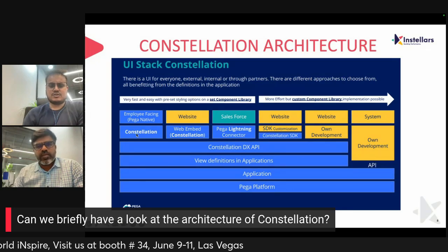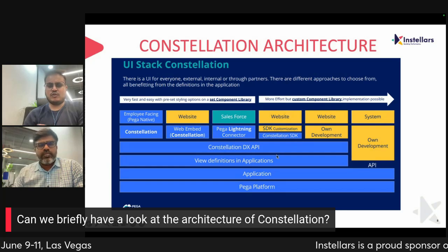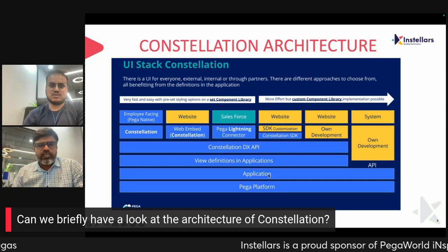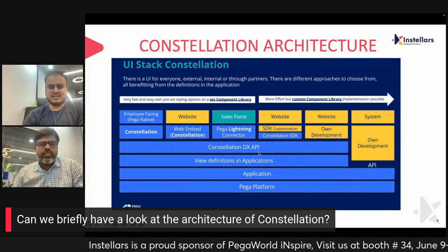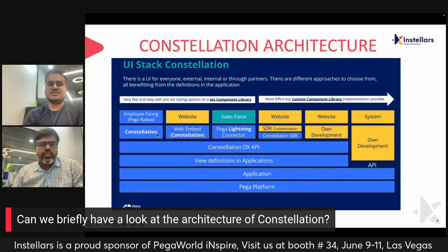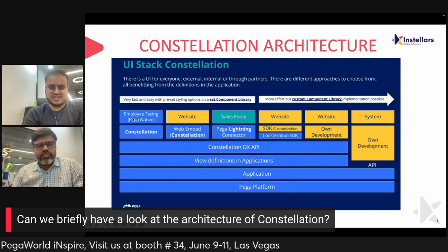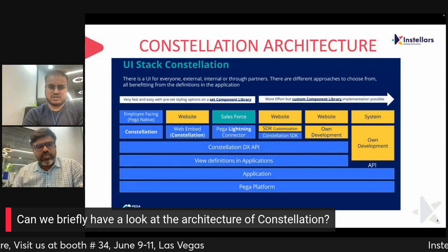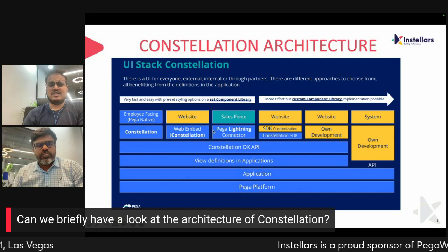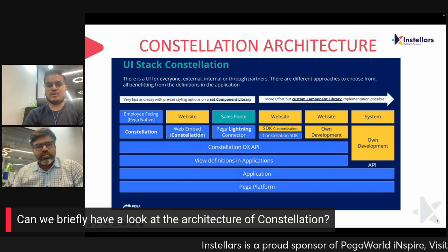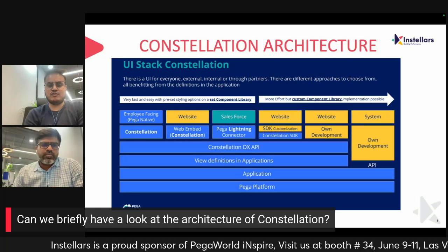Here, if you see in this architecture, like the process diagram kind of thing, how this flow of Constellation works, and the different options Constellation provides. So Constellation DX API is the underlying layer. On top of that, there are multiple ways we can do it. You build a native application using App Studio, using Constellation. You build a Pega native application. Then you can embed these components and create a web embed Constellation based application. You can embed it in a website.